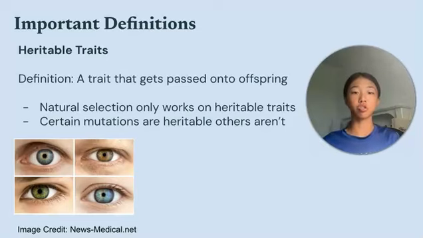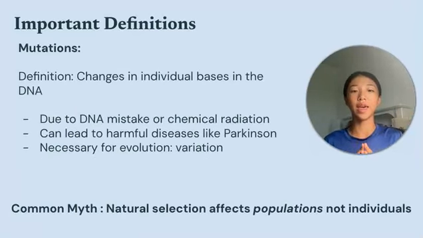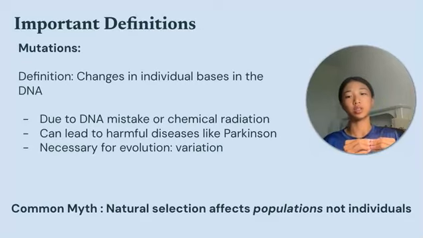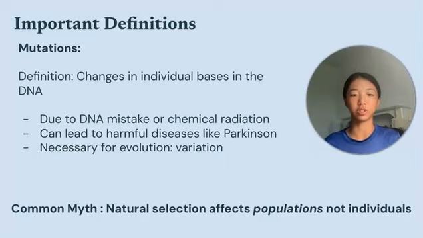And certain mutations are heritable, whereas others aren't. And mutations, what are mutations? That leads us to our next definition. Mutations are simply changes in individual bases in the DNA. So DNA is this big long chain of basically letters, let's just say, A, G, T, and C. And when, let's say, one of the G's gets swapped with, let's say, a C, that is a mutation.